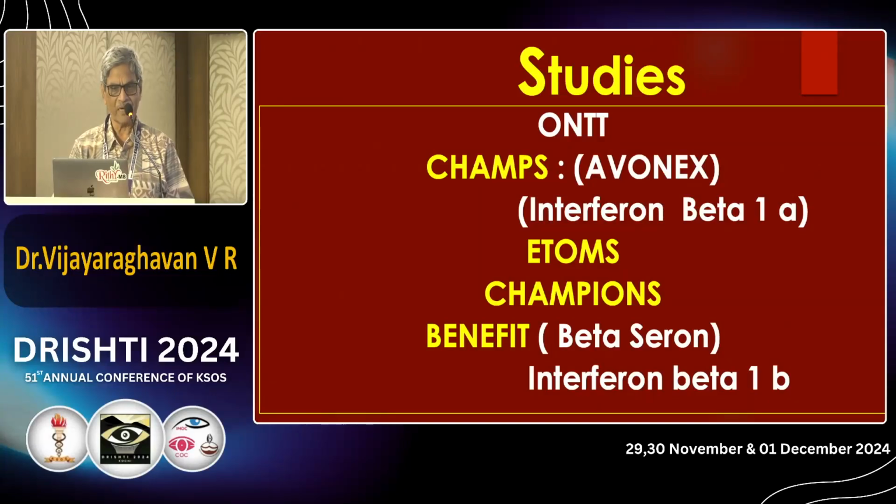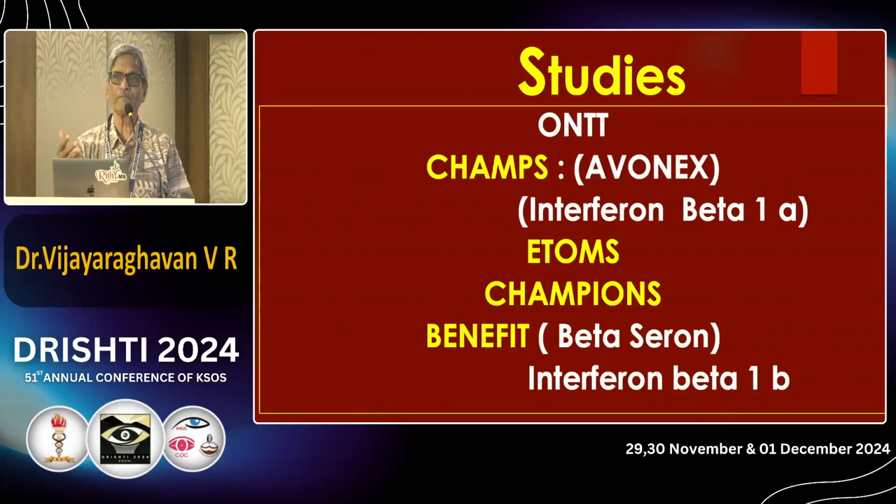CHAMPS means controlled high risk AVONEX. AVONEX means interferon beta 1A, multiple sclerosis prevention study. ETOMS means early treatment of multiple sclerosis study. Here also they were using interferon beta 1A only. It's called AVONEX. CHAMPIONS means ongoing neurological surveillance. I have given AVONEX treatment.